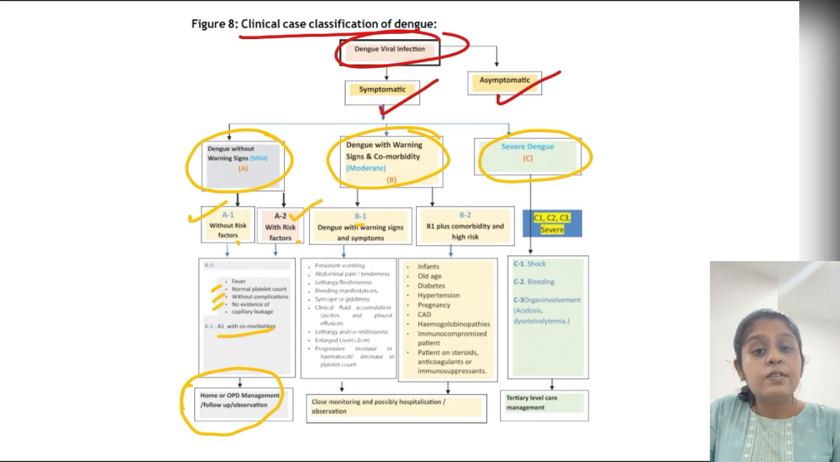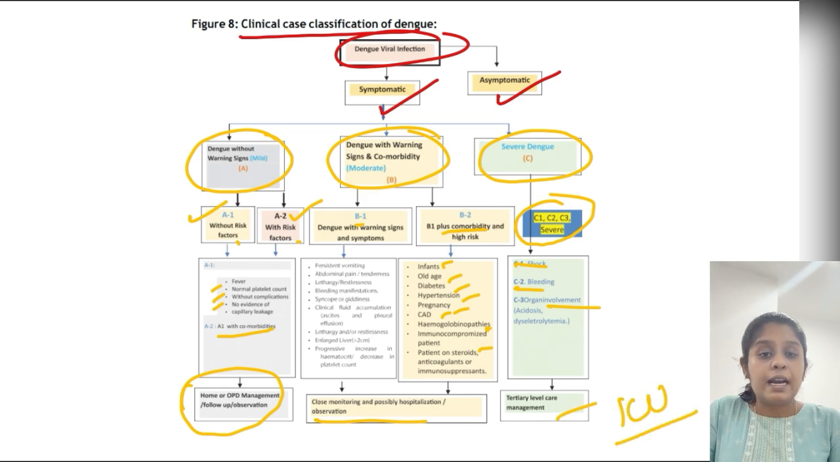Then coming to dengue with warning signs and comorbidities. So we studied the warning signs. So this will require close monitoring and possibly hospitalization. And the comorbidities include infants, old age, diabetes, hypertension, pregnancy, coronary artery disease, hemoglobinopathies, and patients who are on steroids. Coming to severe dengue, we label it as C as C1, C2, and C3. C1 is shock, C2 is bleeding, and C3 is organ involvement, which will require tertiary care and ICU admission.